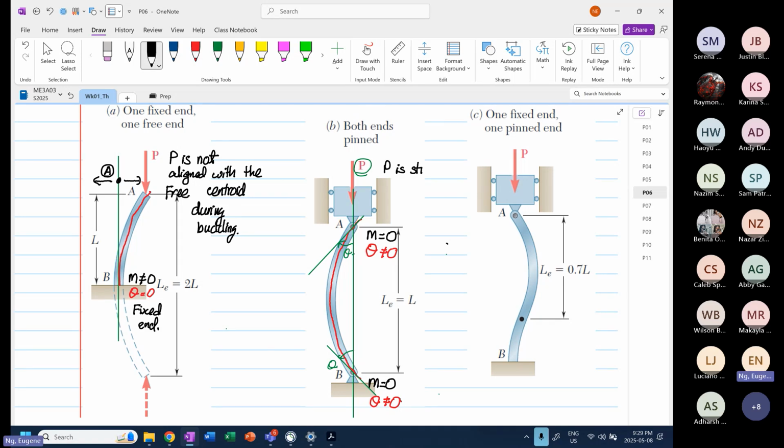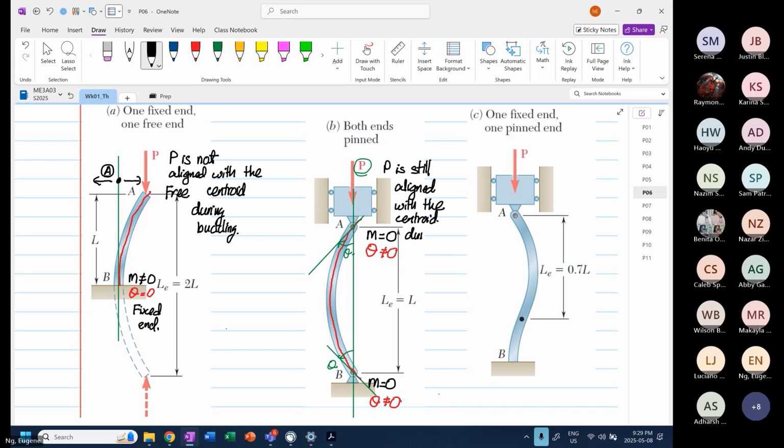P is still aligned with the centroid. Oh, sorry, P is still aligned with the centroid.